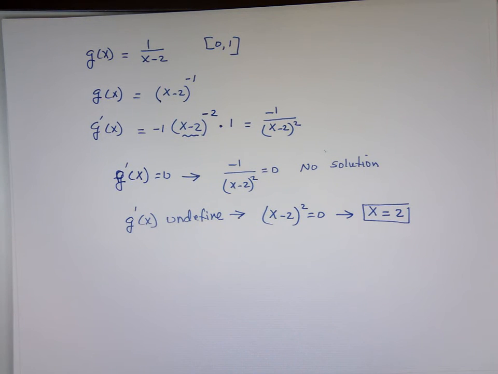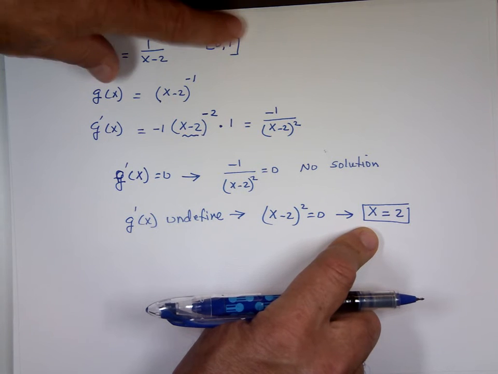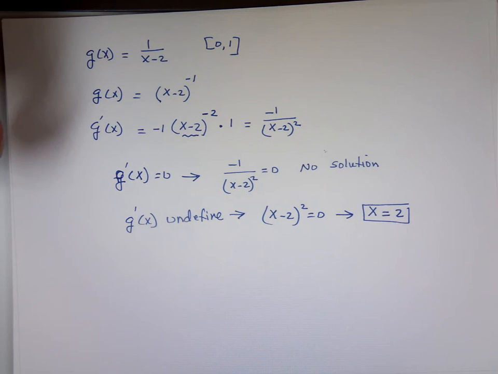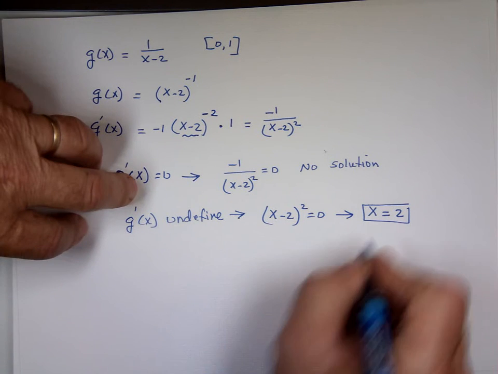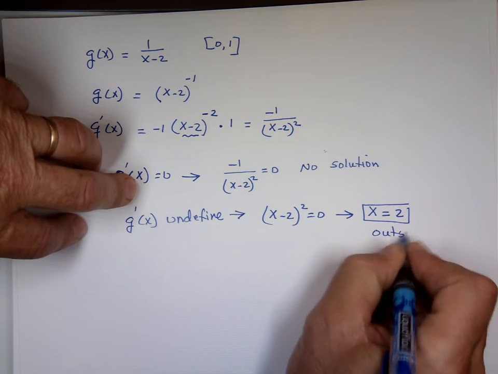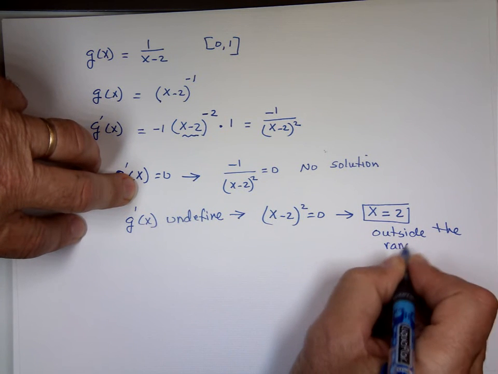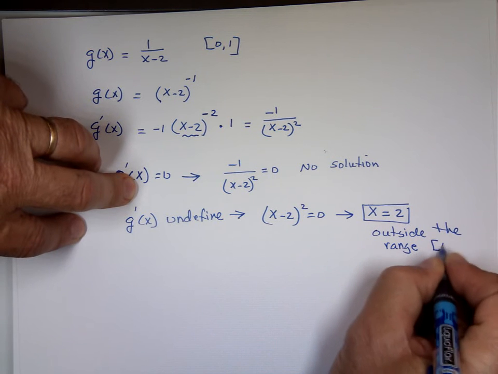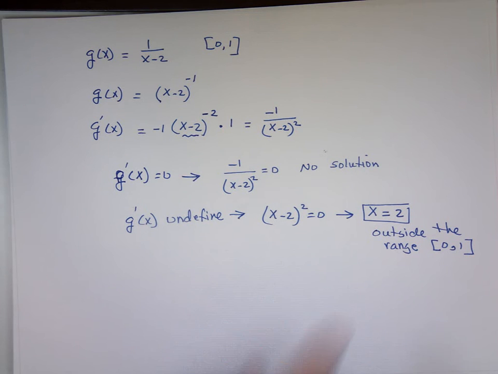Here's the good news. The 2 is outside my limits. My interval from 0 to 1. I can't use the 2. So I don't even have to test it today. This is outside the range. The range has to be from 0 to 1. They tell me only study this from 0 to 1. This number is 2. I don't care about it now. So I only have 2 values to test, the 0 and the 1.